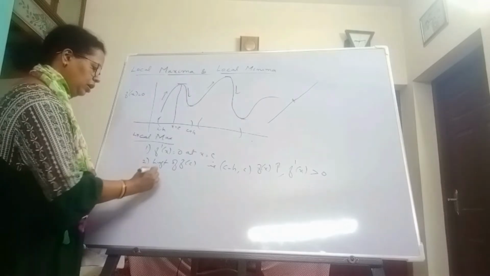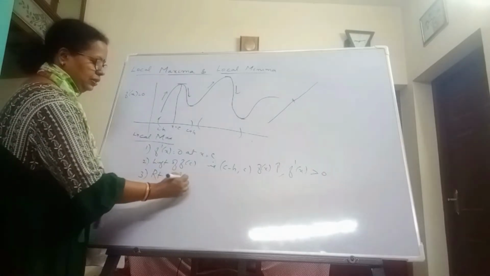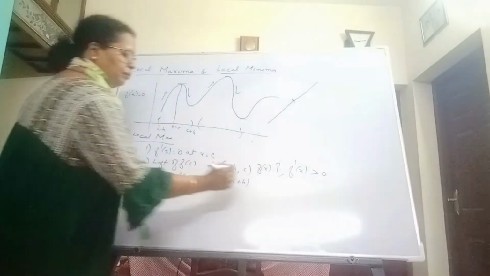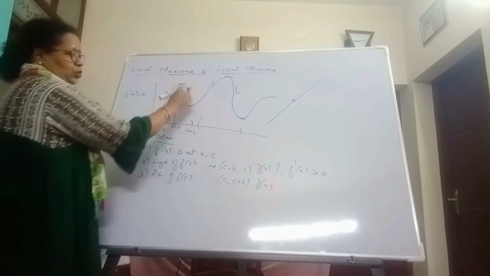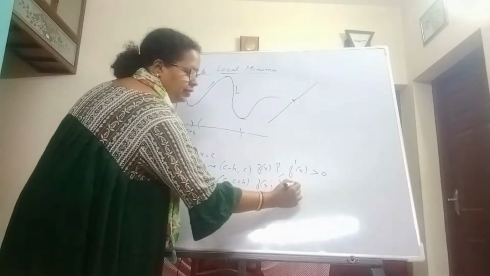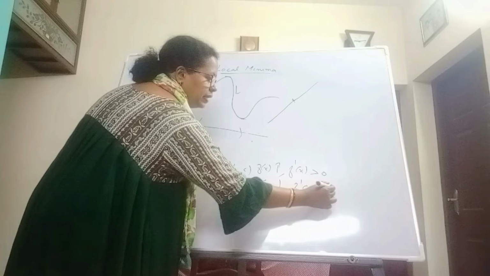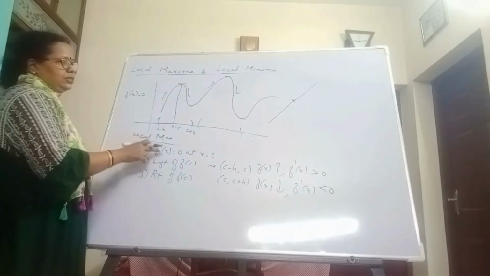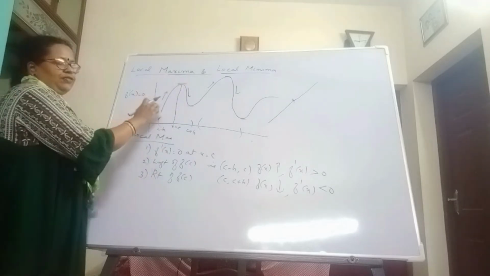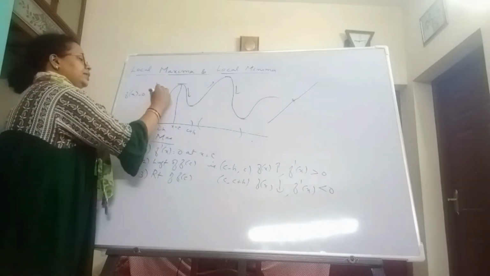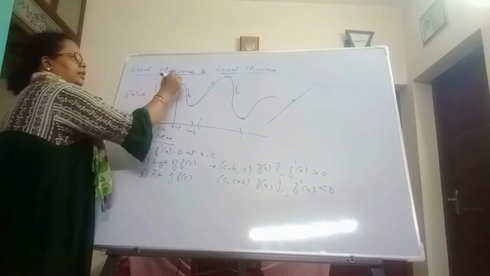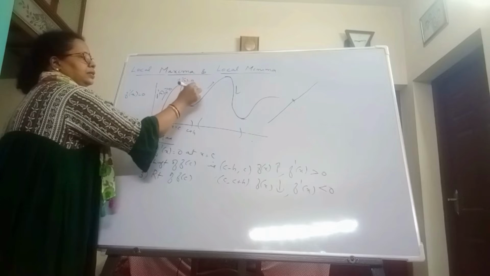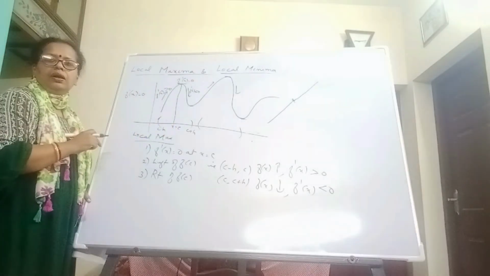And one more condition, right side of f of c means the interval c, c plus h. In this interval, f of x should be decreasing. When it is decreasing, f dash x should be less than 0. So these are the three conditions for local maxima. First is f dash x equal to 0. Left side f dash x increasing means f dash x greater than 0. Here f dash x equal to 0 and here f dash x less than 0. These three conditions we should check for local maxima.